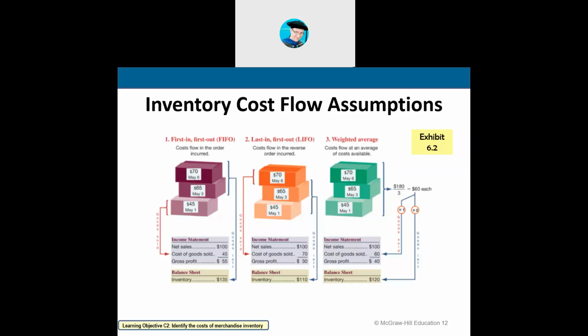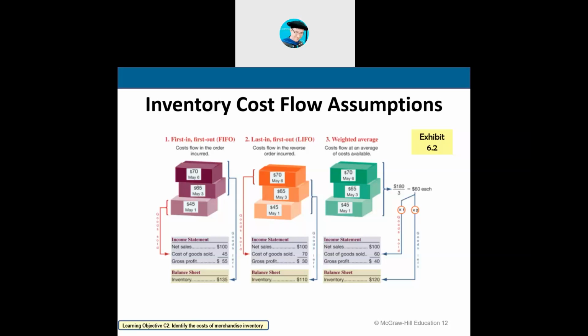Then we have this one called weighted average. Weighted average represents the average of all of your purchases of inventory. $45 May 1st, $65 May 3rd, $70 May 6th. We add 45 plus 65 plus 70 to get $180. We divide that by 3. Why are we dividing by 3? Because we have 3 purchases, to get a weighted average of each inventory purchase of $60.